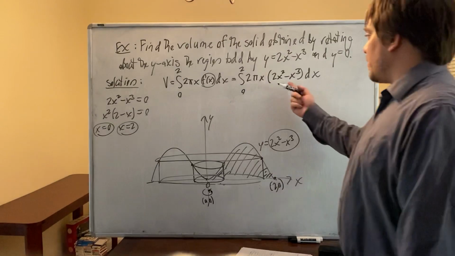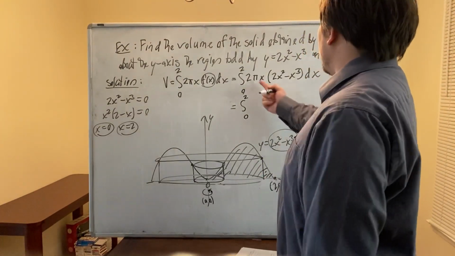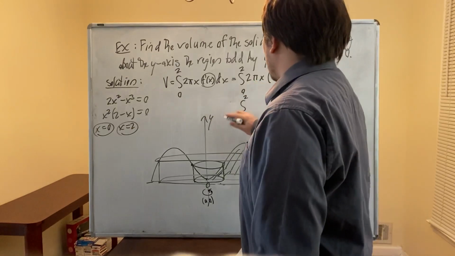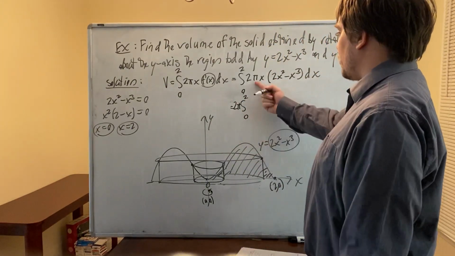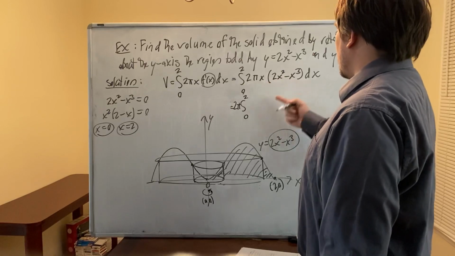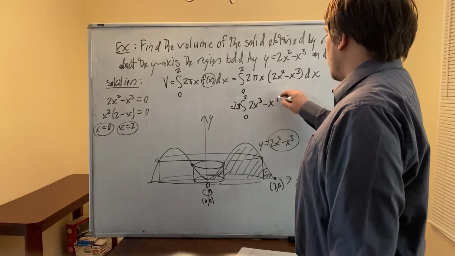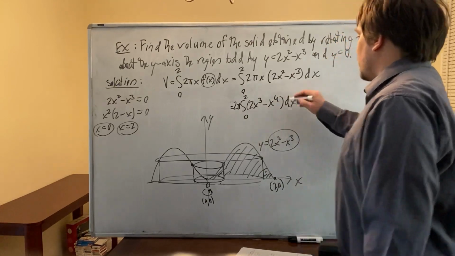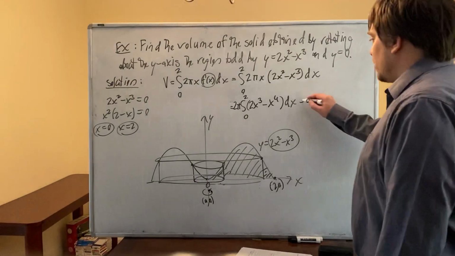Okay, so that's f of x here. And so this is equal to the definite integral from 0 to 2. I'm going to move the 2 pi outside of the integral sign. And 2 pi times the definite integral from 0 to 2 of x times 2x squared minus x cubed, which is 2x cubed minus x to the 4th dx.